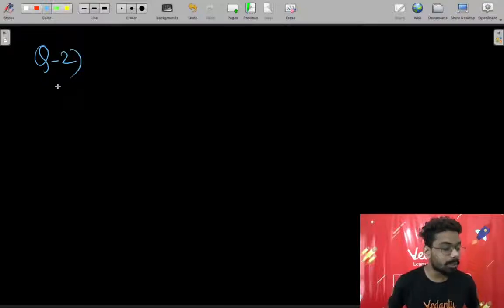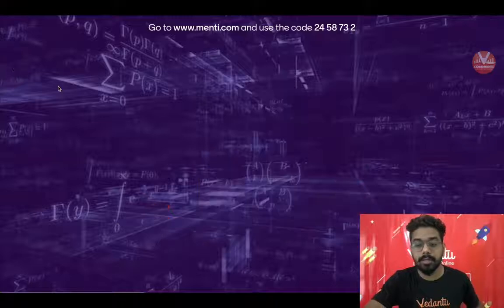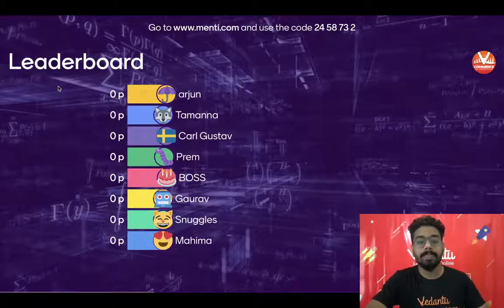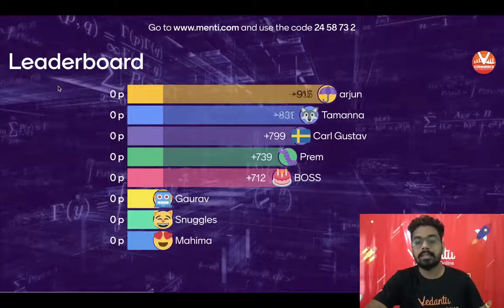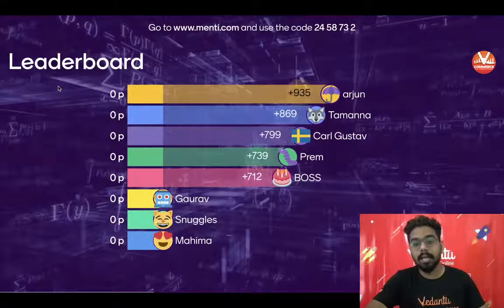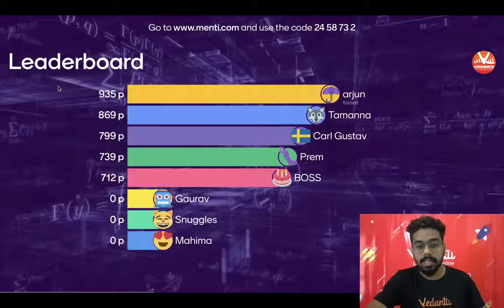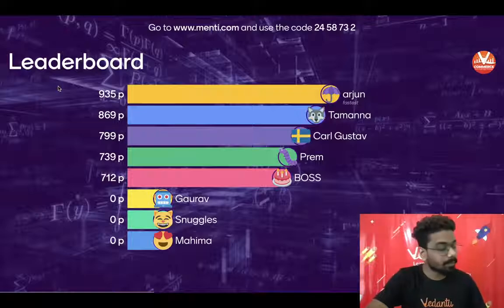Now question number 2. So before we begin question number 2, let's see who is the topper as of now. So Arjun, Tamanna, Carl, Prem and Boss. So these people have given the correct answer. 5 people.